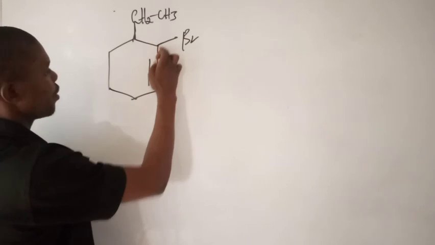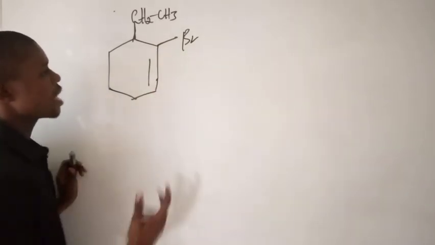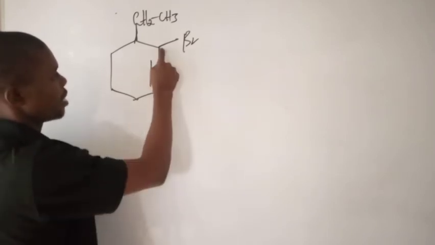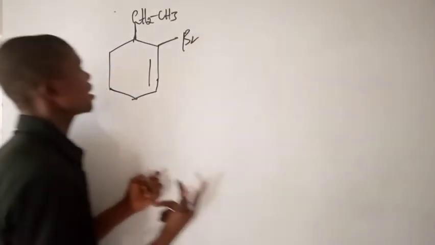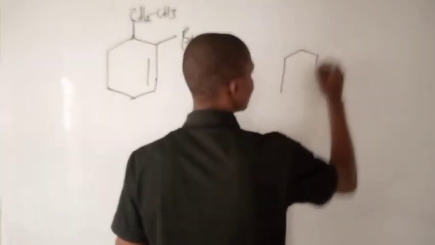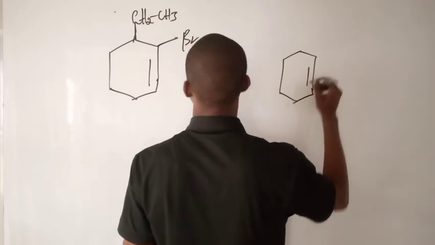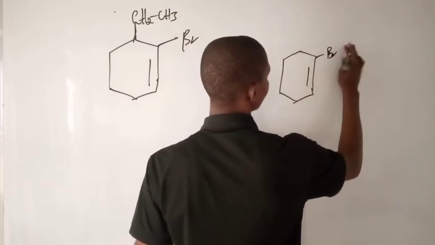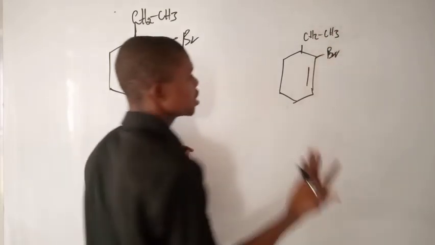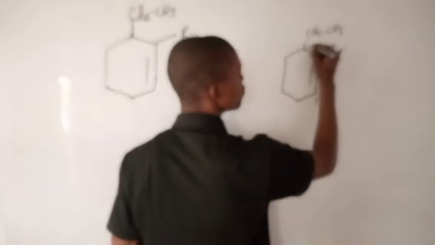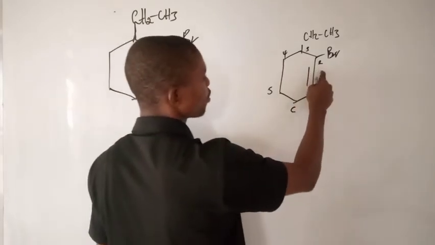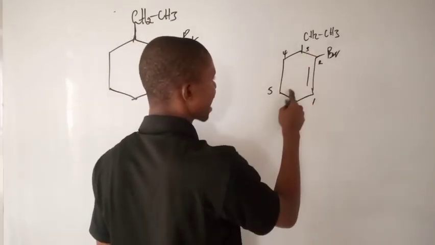Remember that either here or here can be my carbon 1. The mistake so many people make is that they do not start from here. They start from here. When I give my students this structure to name, this is what they do. Here we have CH2. The majority of them will start from here, 1, 2, 3, 4, 5, 6, and name it as 2-bromo-3-methylcyclohexene.